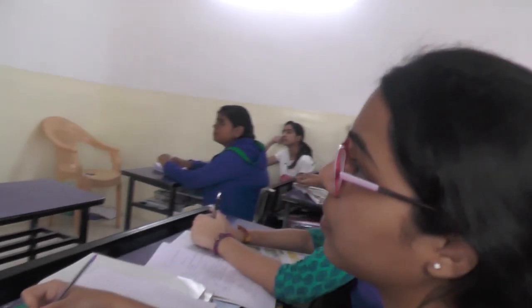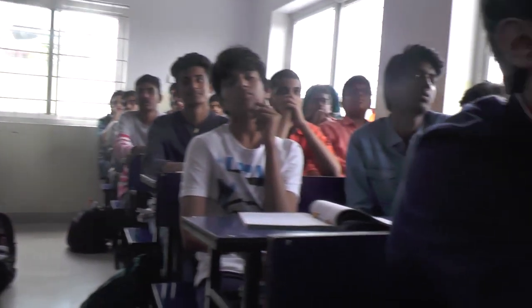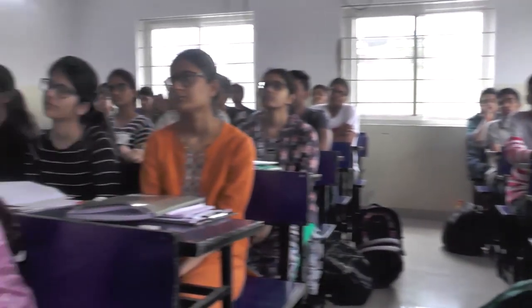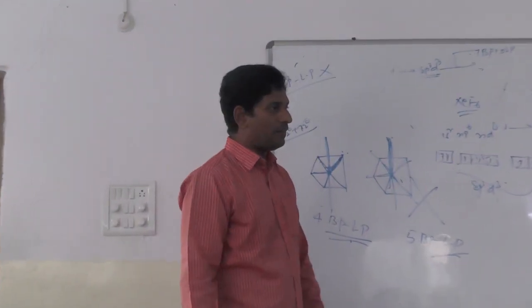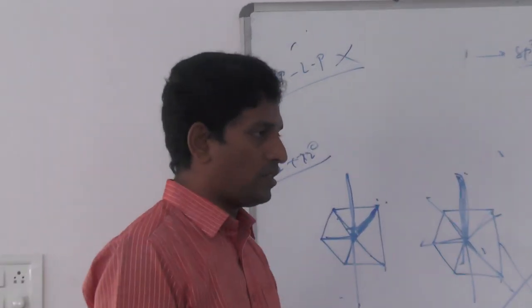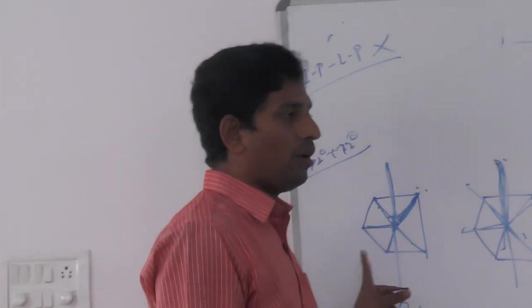But just look at here. 1, 90, 2, 3, 4, 5. That's why this structure is not feasible, because 5 bond pair, lone pair repulsions are there. Of these two, which is the more preferable structure? The first one is the more preferable structure.